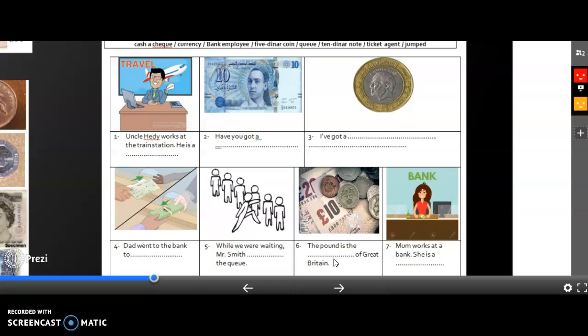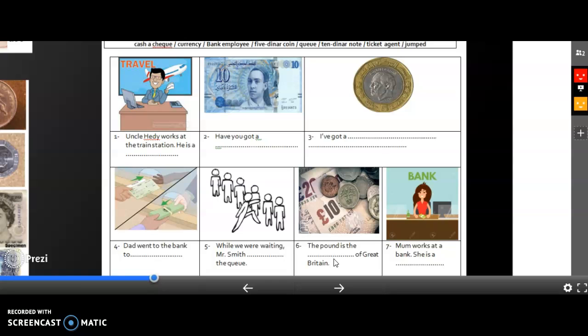Okay. The following, that's 5 dinar coin. Yeah. Good. The following, what is it? 10 dinar note. Okay. Then ticket agent. Ticket agent. Okay. The last word? Jumped.